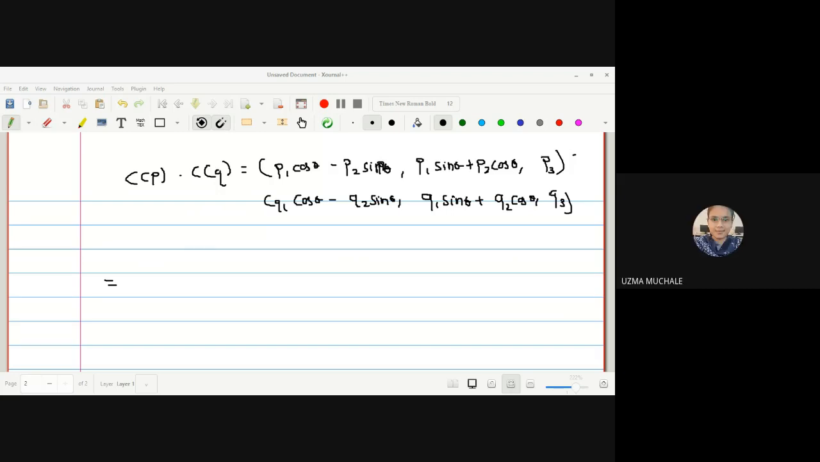Yes, any other student? Same. Okay, good. So what you can see is that Cp dot Cq, you got it as P1 Q1 plus P2 Q2 plus P3 Q3, which is nothing but your P dot Q. Yes or no? Okay. So you can write Cp dot Cq is equal to P1 Q1 plus P2 Q2 plus P3 Q3, which is equal to P dot Q, and hence we can say that C preserves the dot product.